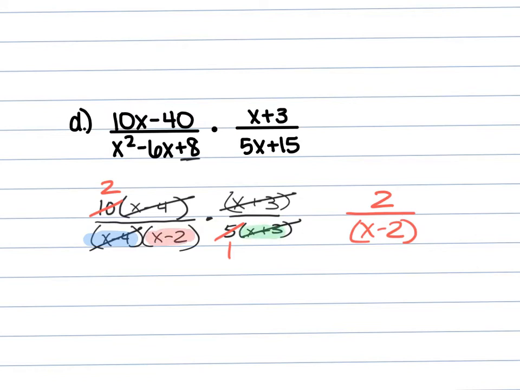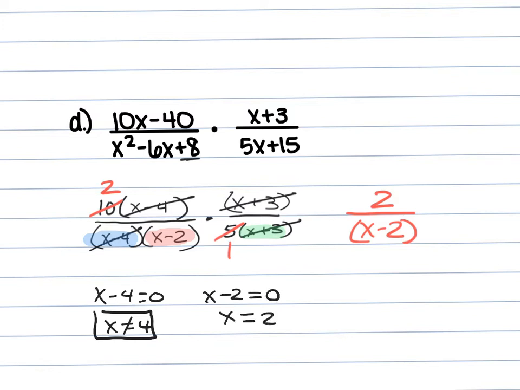So here, x minus 4 cannot equal 0. So that's going to be x equals 4. We're not allowed that. x minus 2 equals 0. We're not allowed that. So that becomes x cannot equal 2. x plus 3. We're not allowed that. So we get 3 things that x is not allowed to be.